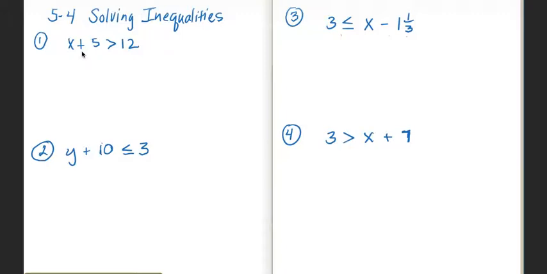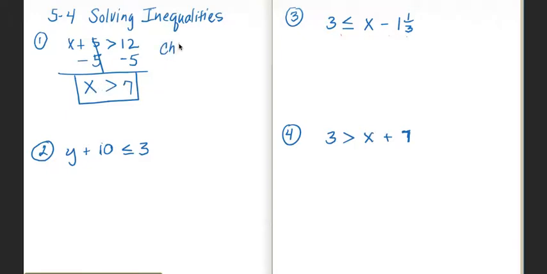So we want to undo the adding 5. So we'll subtract 5 from both sides. And it's done to both sides of that inequality, the greater than sign. Cross out our 5's, and we get x is greater than 7. So there is your solution. And with an inequality, the solution is a group of numbers, not just one single number will make this true. Any number that's greater than 7.